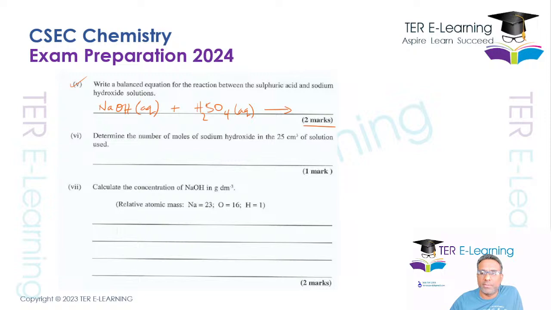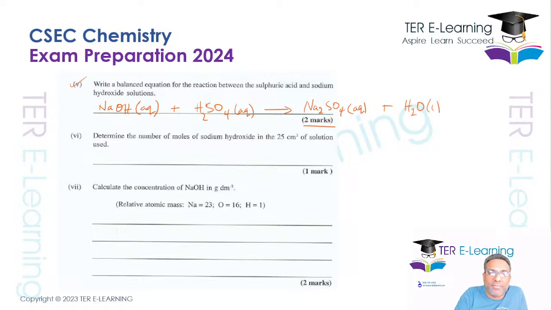So in this case, it is going to be a normal salt. Let's assume sodium sulfate, that's Na2SO4, aqueous, plus we expect to get water as a product, so H2O liquid. Now, whenever you're given a question like this, we need to balance the equation.